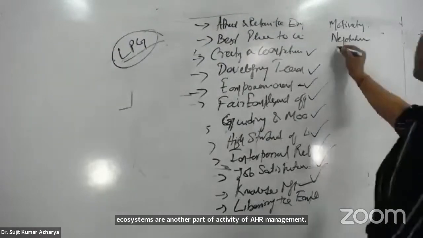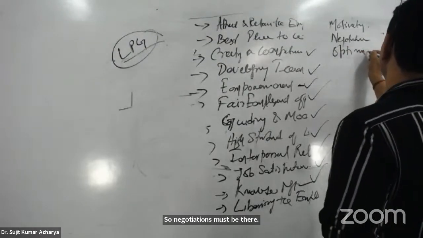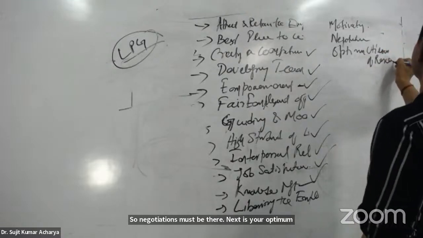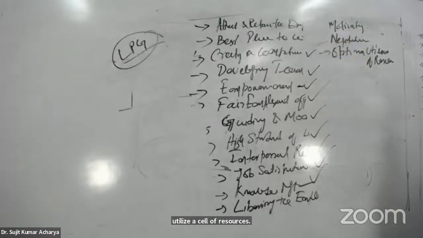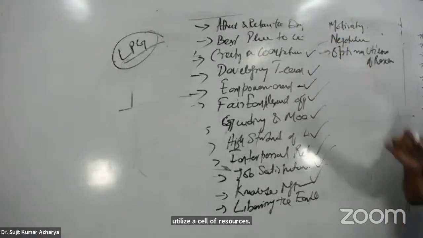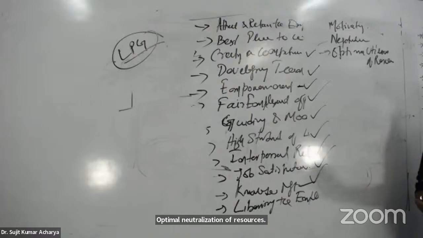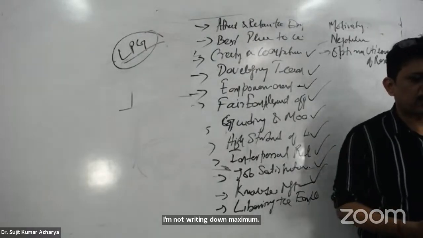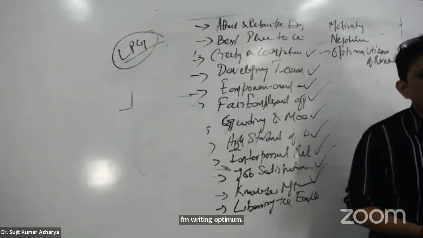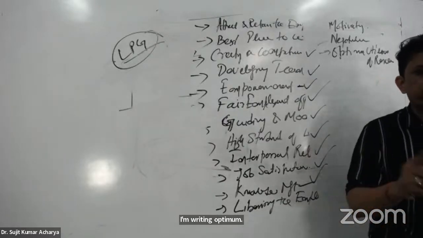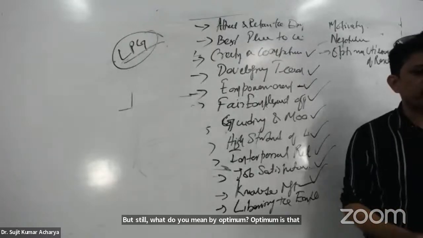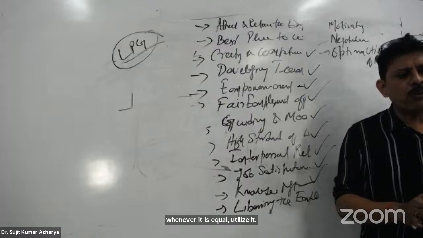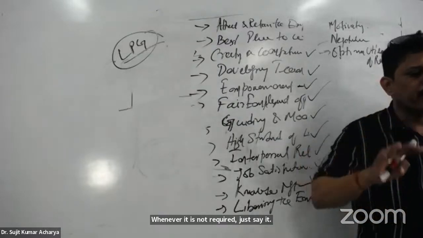Next is optimum utilization of resources. I am not writing down maximum. I am writing optimum. But still, what do you mean by optimum? Optimum is that whenever it is required, utilize it. Whenever it is not required, just save it. Conserve. So then what will happen? Wastage of resources will reduce.